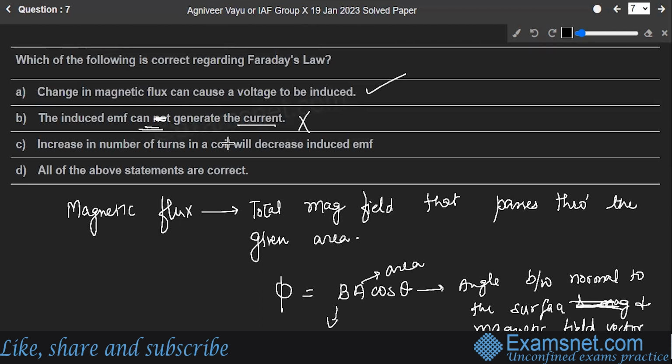Next one, the magnitude, increase in number of turns in a coil will decrease the induced EMF. See, induced EMF is calculated by minus N delta phi upon delta T, right? So, increase in number of turns N will increase the magnitude. I'm so sorry.